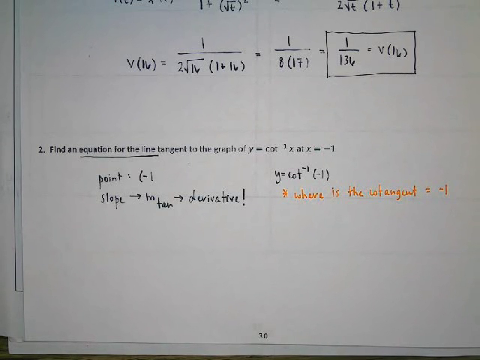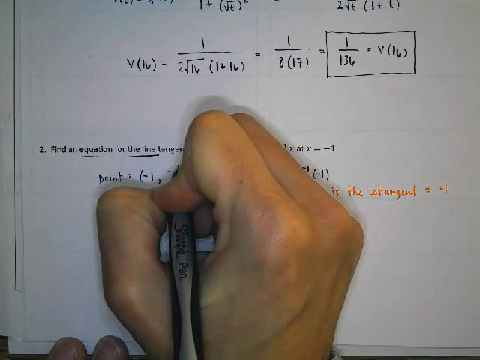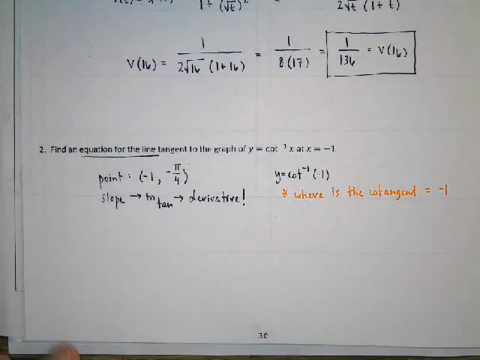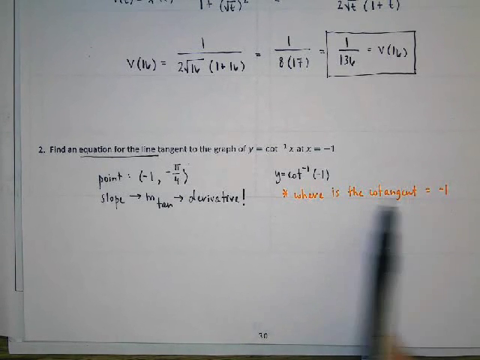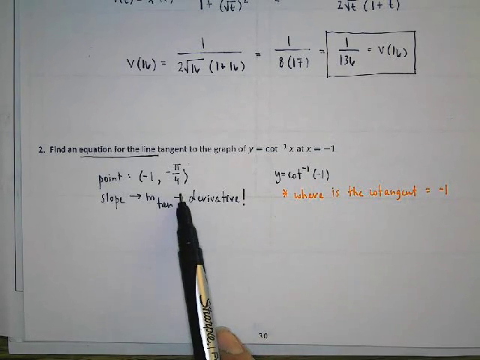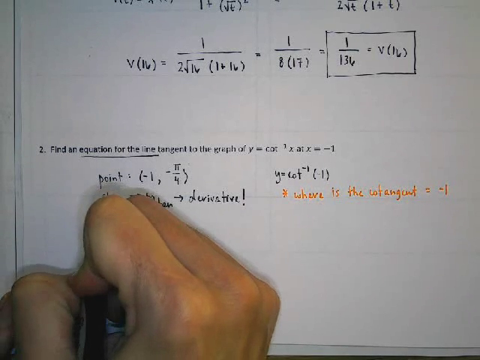And using what we know about the unit circle, we know that cotangent of -pi/4 is equal to -1. So that's my y value. Again, we were trying to find out where is the cotangent equal to -1. I know cotangent of -pi/4 is -1, so that's my y value. So we've got our point. Now we need to find the slope of the tangent.